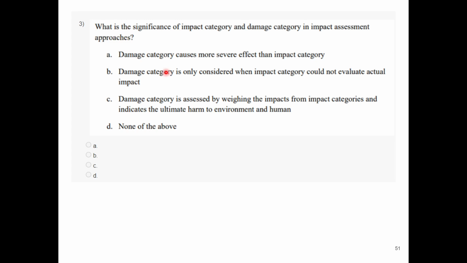Third question, what is the significance of impact category and damage category in impact assessment approaches? A, damage category causes more severe effect than impact category. B, damage category is only considered when impact category could not evaluate actual impact. C, damage category is assessed by weighing the impacts from impact categories and indicates the ultimate harm to environment and human. D, none of the above. A, B, C, D, which is the correct option?